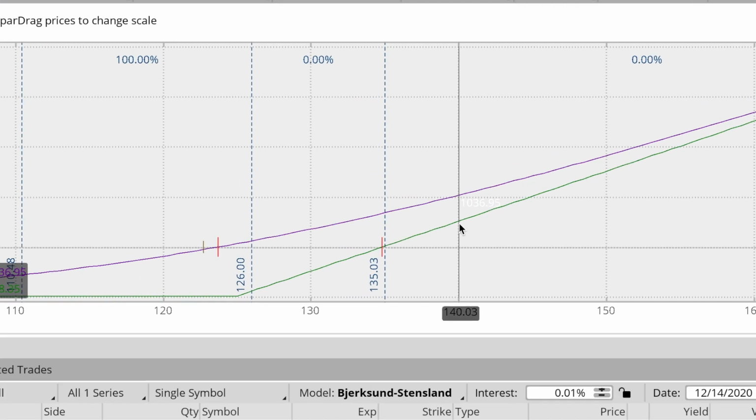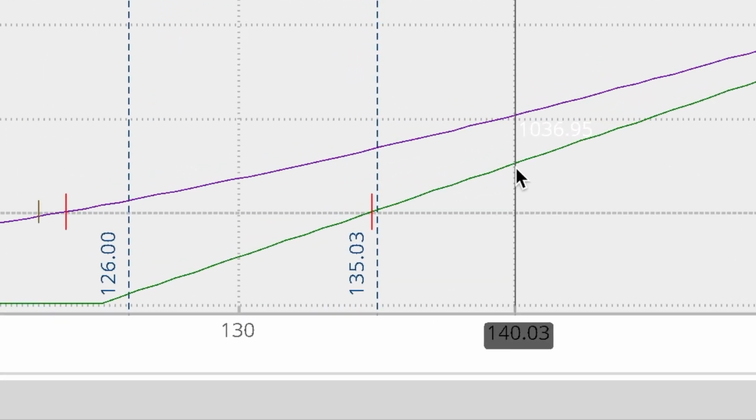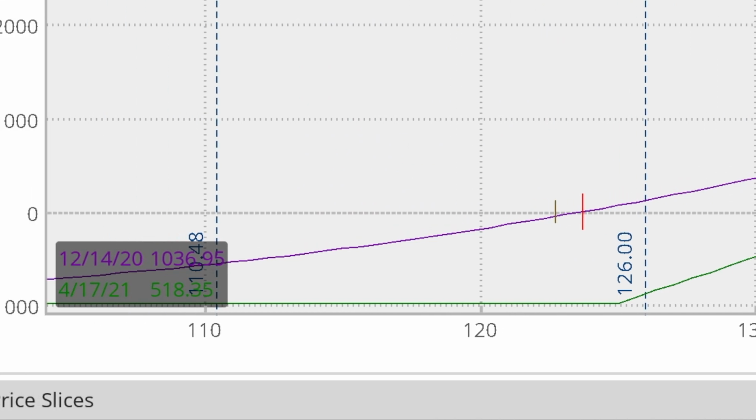Now, there's a lot of room for it to grow. Let's say the stock goes up to $140 at expiration. If I hover over $140, I can see that my profit is going to be $518. And if it gets there by today, it'd be over $1,000. But that would be a really crazy day for the stock to go up that much.